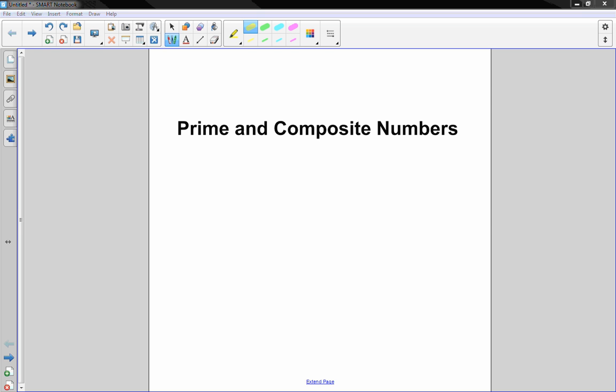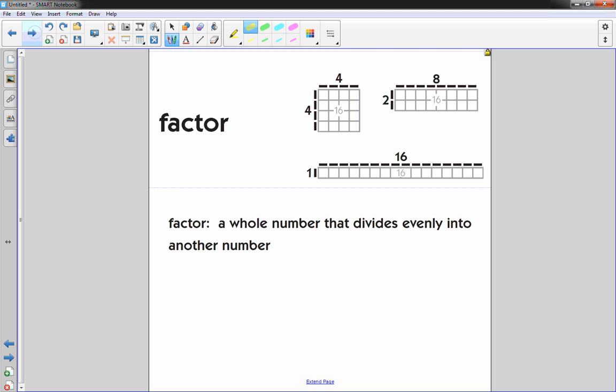One of the things that you really need to know when dealing with prime and composite numbers are factors. And in my class, we've been learning about factors visually with tiles. So you'll see a lot of these different rectangles. What we do is take some tiles and make rectangles out of them.